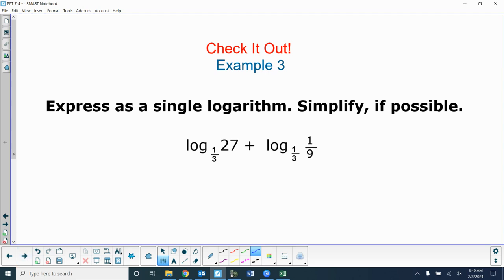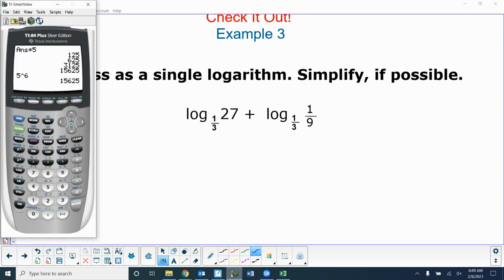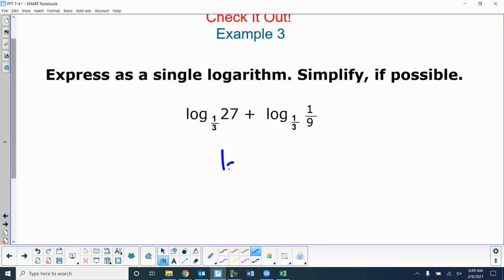All right, again, what am I going to do with the 27 and the 1/9? Multiply, right? 27 times 1 divided by 9. You actually know it's 3. All right? So this is log base 1/3 of 3. Okay? So we're thinking 1/3 to what power is 3?